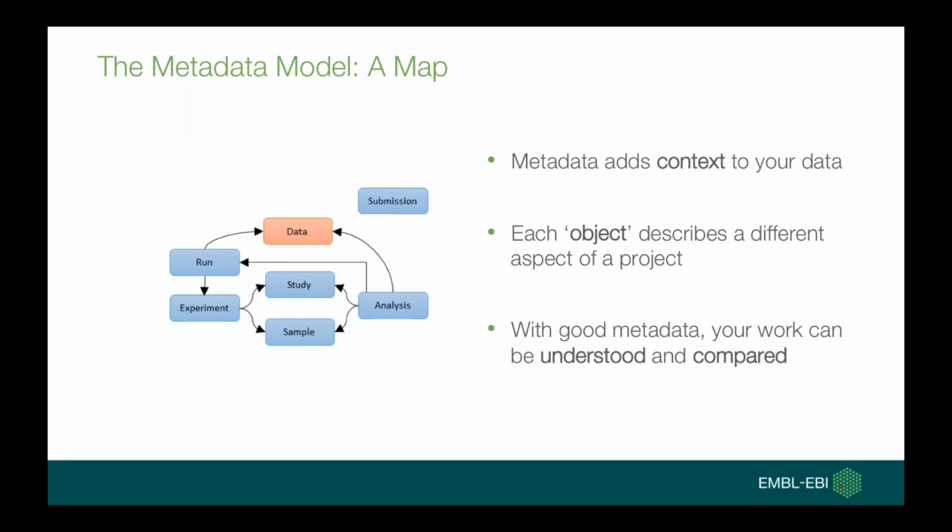So the way metadata works is that we have submitters register different objects that describe different aspects of their project. If you look at the map up here, you can see the actual data is just a small part of what's going on here. It's this red box here. We build these different objects around it, which, as I say, describe different aspects of your project and make your work much easier to understand and compare for people who might stumble across it in the database in the future.